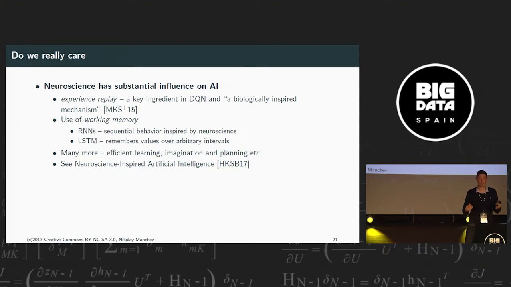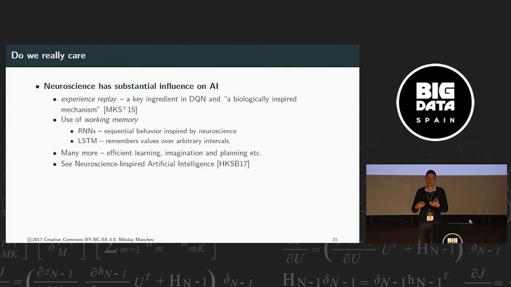Use of working memory. Working memory, again, is a concept from neuroscience. And it has been utilized in recurrent neural networks and long short-term memory networks, LSTMs, where we take a piece of data and we store it for an arbitrary amount of time, and then we can do computations over it. And there are many more mechanisms borrowed from neuroscience that are slowly finding their way into neural networks, like efficient learning, imagination and planning, and so on and so on.